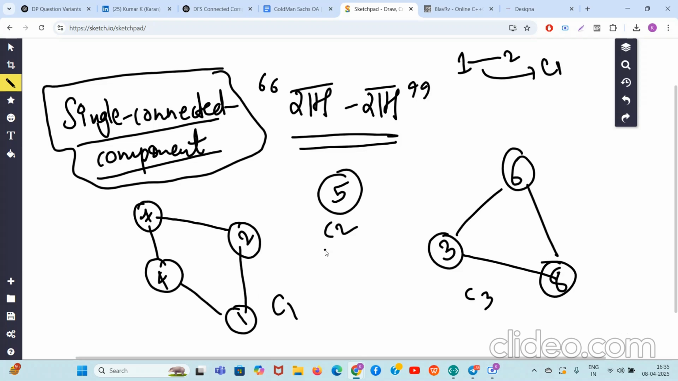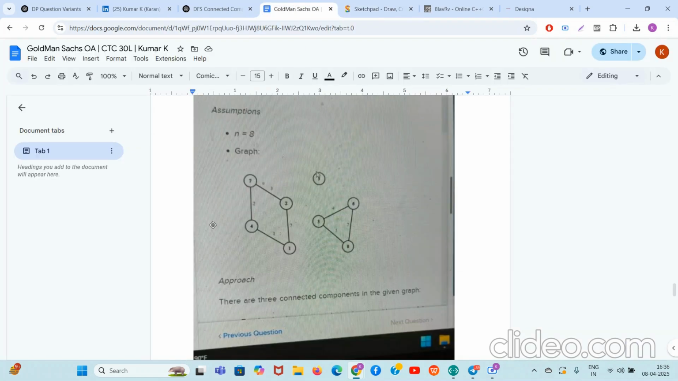But guys, now the question is, sir, which edge should I break? Breaking an edge has a cost, guys. The cost is nothing but the cost of that edge. So let me give you the example here.